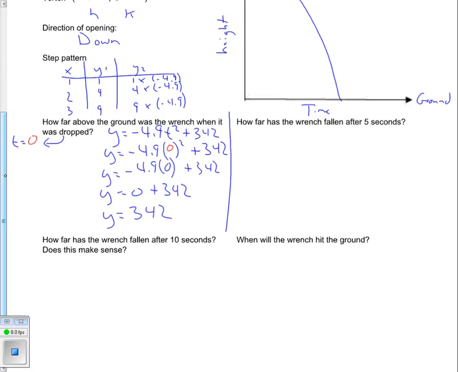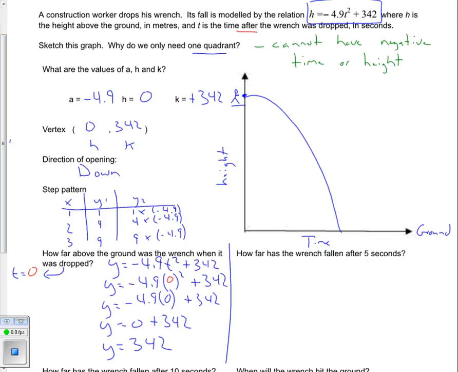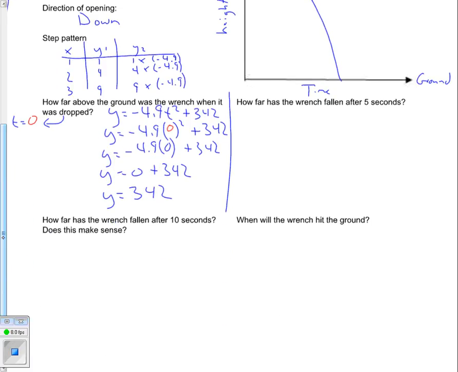The next question says, how far has the wrench fallen after 5 seconds? Well, we know from the equation that the height is equal to negative 4.9 t squared plus 342. That's the equation we're given. We want to know how far it's been falling after 5 seconds. So 5 seconds represents the time that it's been falling for, so we're going to substitute in 5 for t.